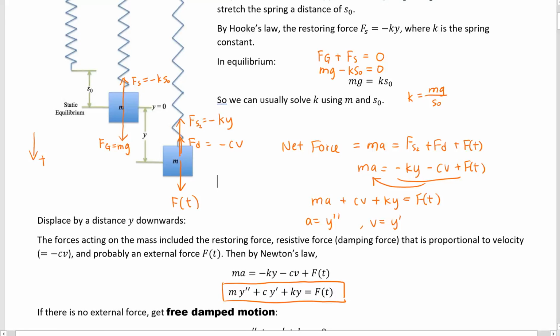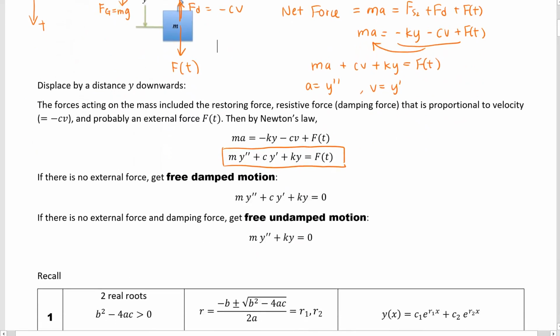Okay? So if there is no external force, we get free damped motion. So no external force, so F of t is 0, so we get a homogeneous linear ODE. Okay, and if there is no external force and no damping force, we get free undamped motion. Then c is also 0, so you just get this.